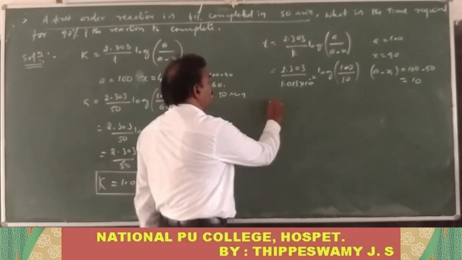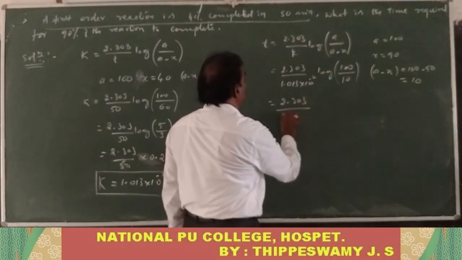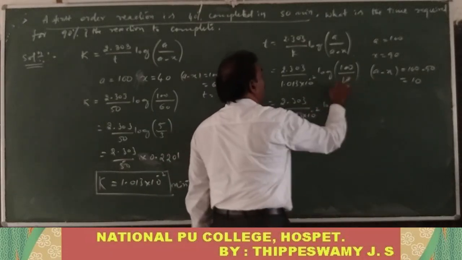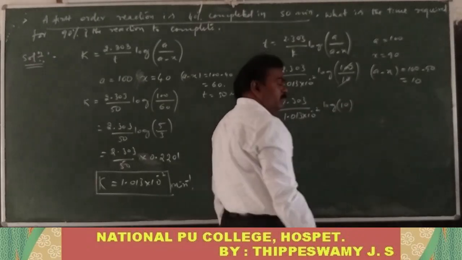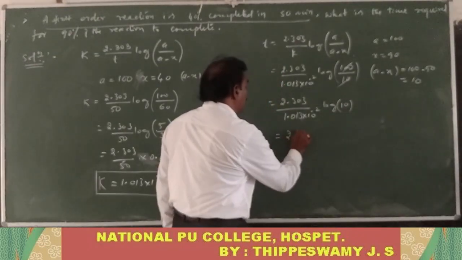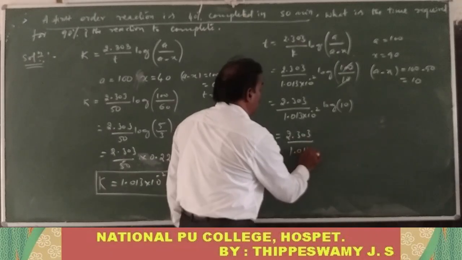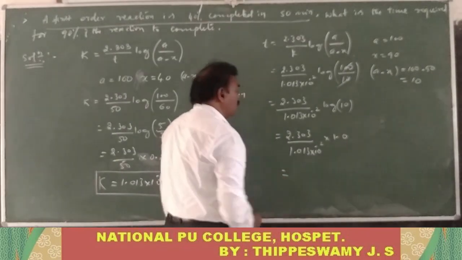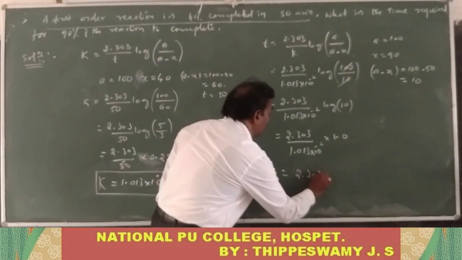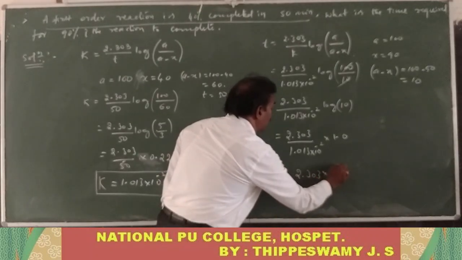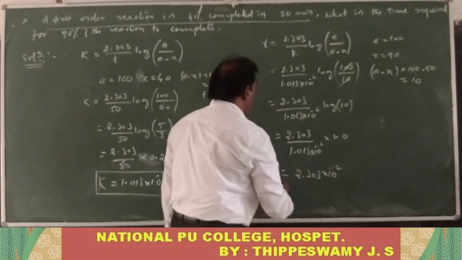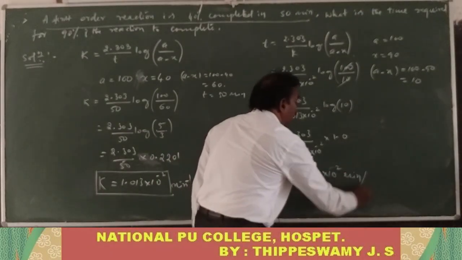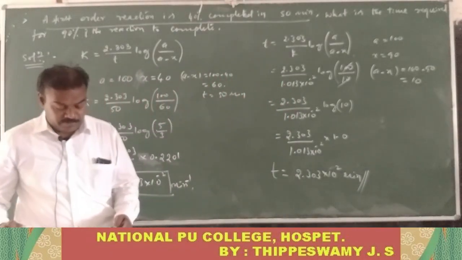Okay, now then 2.303 divided by 1.013 into 10 to the power minus 2 into log of 100 by 10 means that will be equal to 10 only. You know that log 10 value will be equal to 1 only. 2.303 divided by 1.013 into 10 to the power minus 2 into 1.0 only. Then on simplification, what you are getting? 2.303 into 10 to the power, that is minus 2 will be converted into plus 2 only. This is what is called the time required to complete this one. This will be in terms of a minute only. This is the final answer you can write.